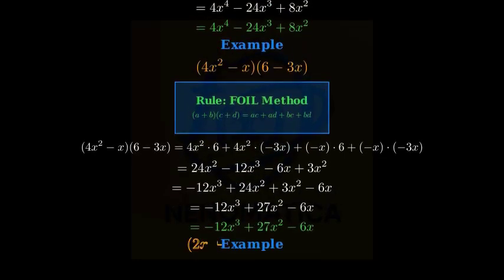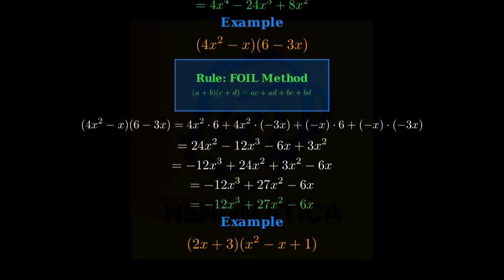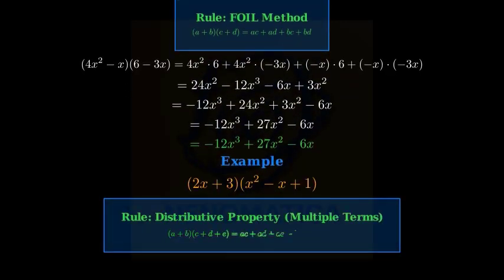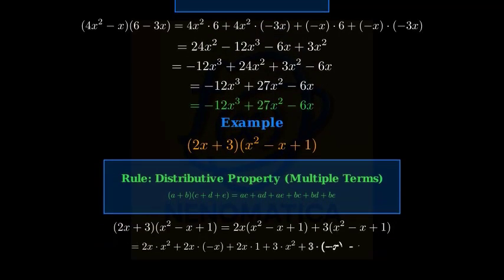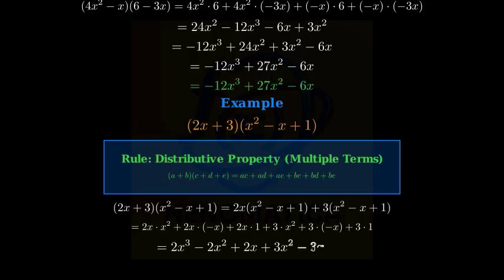Let's look at our third example. We have the expression 2x plus 3 times the expression x squared minus x plus 1. For this example, we'll again use the distributive property. We need to multiply each term in the first expression by each term in the second expression. First, we'll multiply 2x by each term in the second expression.